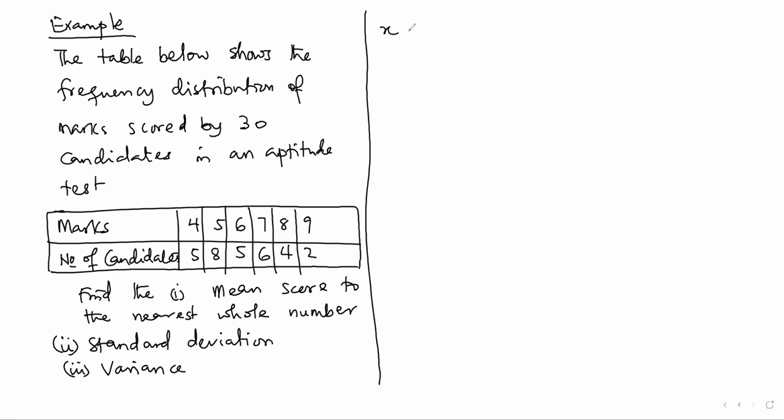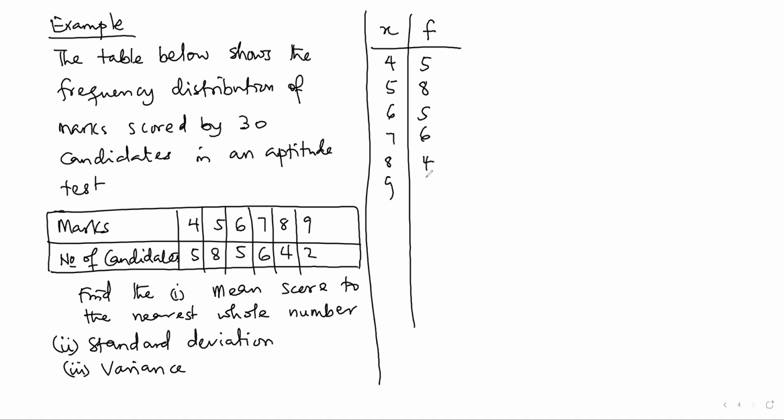So we draw our table. We have our x and our f. So we have 4, 5, 6, 7, 8, 9. Our f, frequency, is the f. So 5, 8, 5, 6, 4, 2.